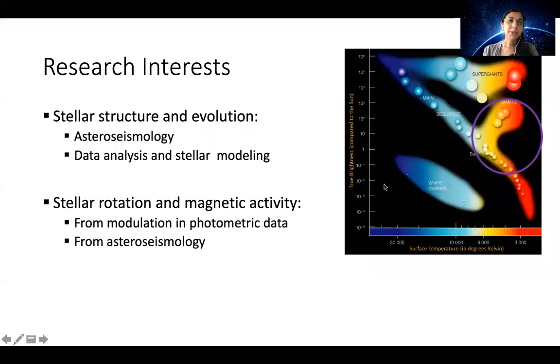So my research interests are divided into two. First, stellar structure and evolution by applying astroseismology, mostly data analysis and stellar modeling, as you will see. And on the other hand, I'm also studying stellar rotation and magnetic activity using modulation in the photometric data and as well astroseismology. So I'm just pointing out on this HR diagram the stars I will focus on: low mass main sequence stars, subgiants up to the red giant branch.